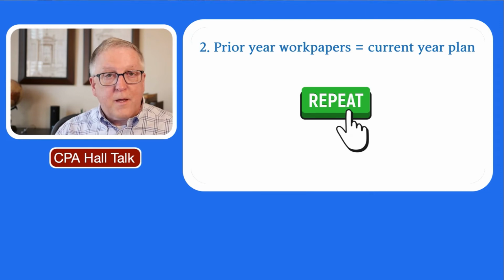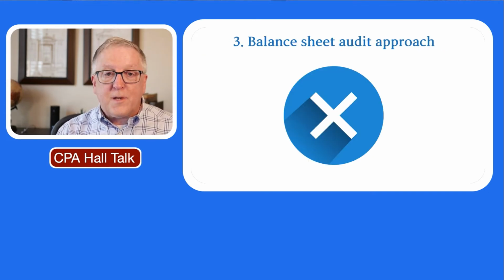All I'm saying is don't default to the prior year work papers as your plan. And then mistake number 3, a balance sheet audit approach. I've had this conversation with people dozens and dozens of times that we need to get away from auditing just based on the balance sheet.